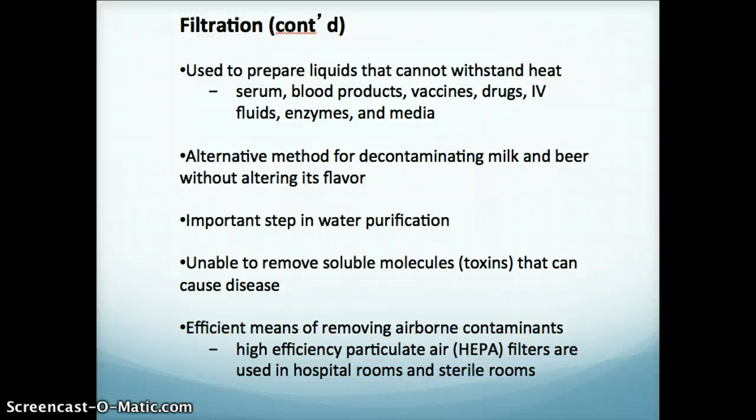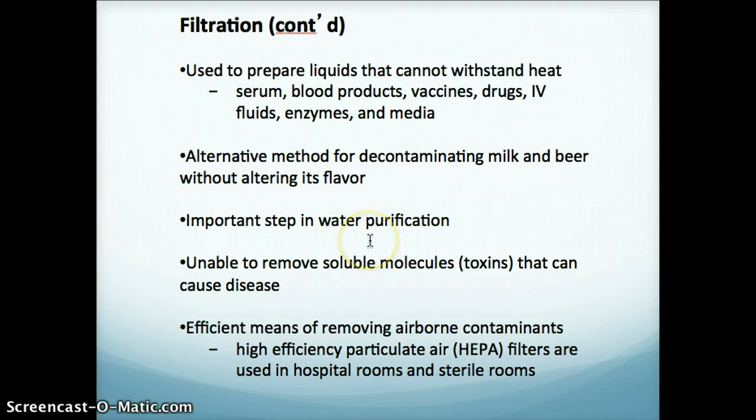And this is often used for things that can't take heat. Obviously, heat is a great way to sterilize things, but if we're looking at serum or blood products, any of these kind of medical things that we can't bring to high heats without either denaturing them or ruining their effectiveness, filtration is the way that we generally go. It's another way that we can decontaminate milk and beer. Often we do pasteurization, which is a high heat, but sometimes that can affect the taste of things. So this would be another option for that.